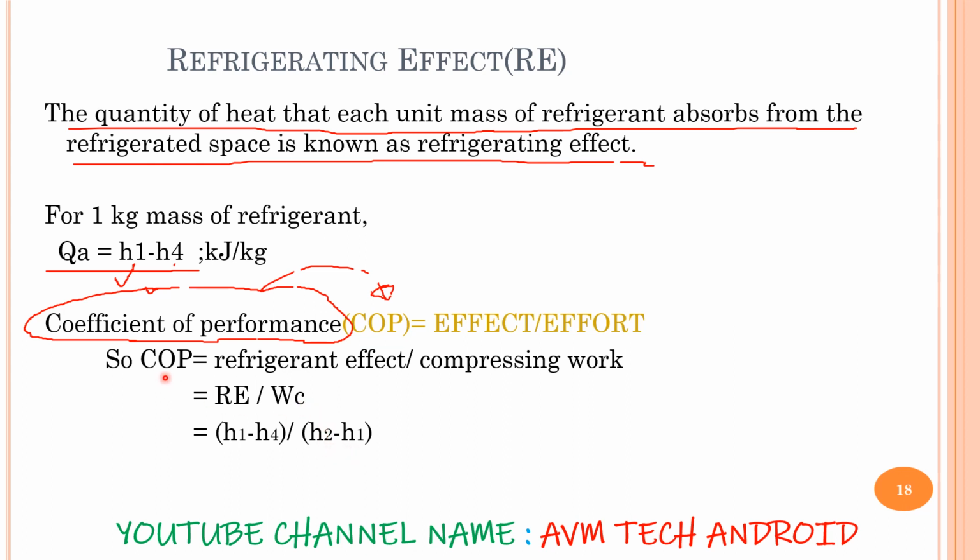So coefficient of performance is not the inverse of efficiency, and definitely the COP value is more than 1 here. So COP, that is the coefficient of performance, is the refrigerant effect divided by compression work, that is H1 minus H4 divided by H2 minus H1.